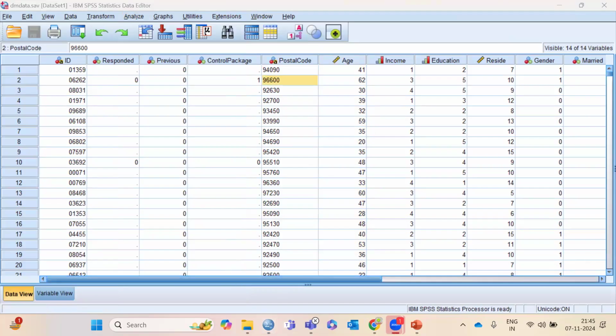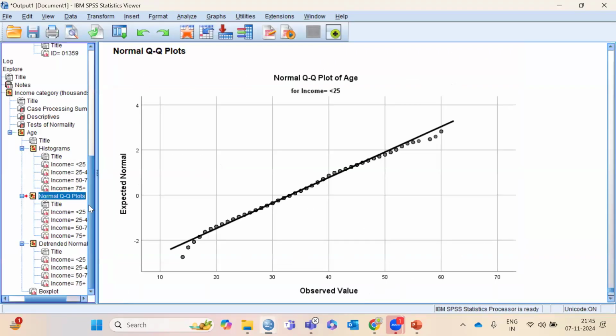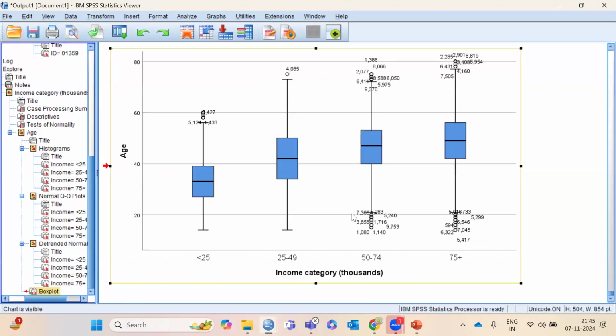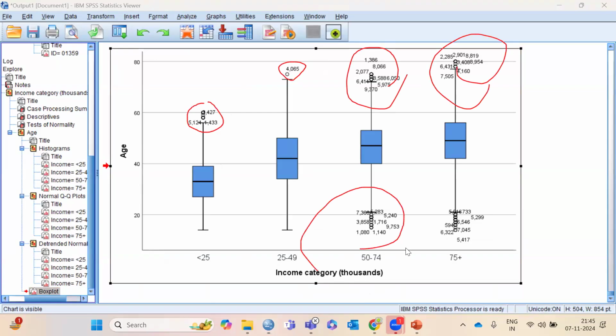And I will show you the output page. If you see the output page, you will get different kinds of data, different plots, and you will also find the outliers. We will study outliers in upcoming classes. These are the outliers. The data that is falling outside the box are called outliers. Whenever there are outliers, I should remove these outliers or replace them by the mean.